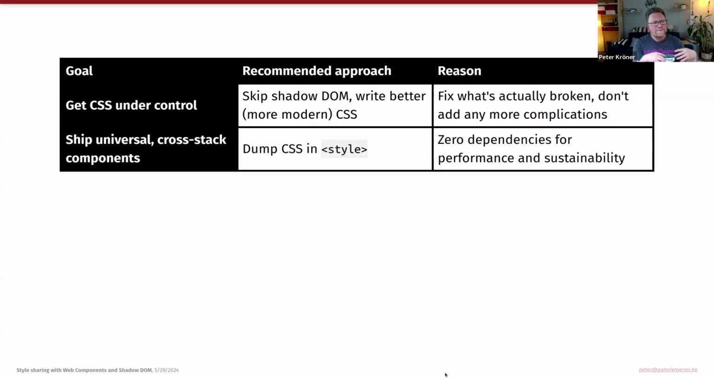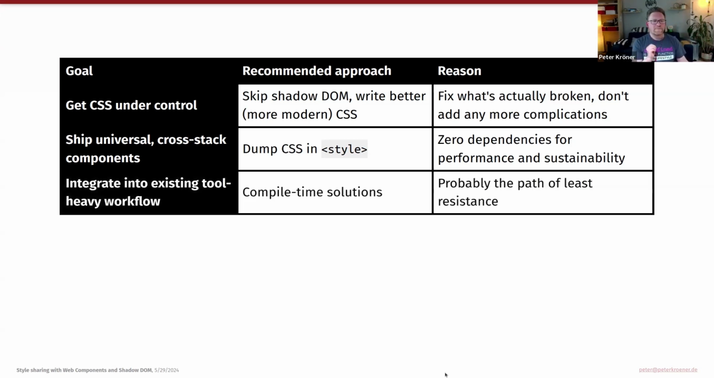If you want to ship universal cross-stack components that are really not part of something bigger, but more like plugins for specific problems, then you can simply dump CSS in a style element. Then you have zero dependencies, you have universal cross-stack robust components, and you don't need to care about optimization and toolchain integration that much, because it's probably just going to be a tiny little bit of CSS. There's not much sharing necessary. So the simplest solution works best in this case.